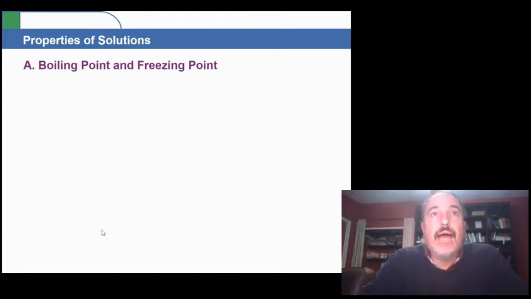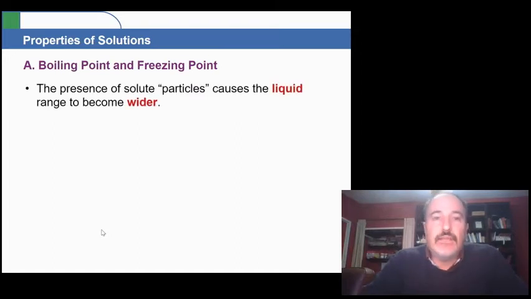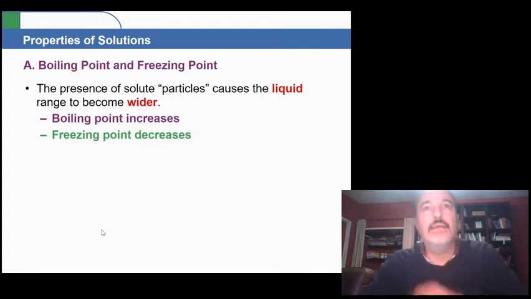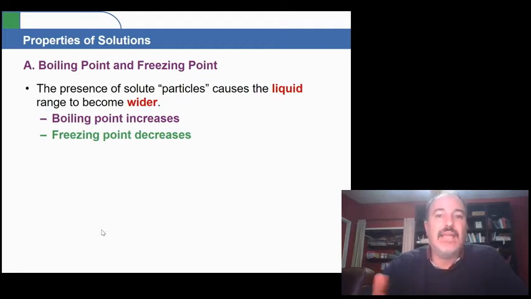One of the main ones is boiling point and freezing point changes. See, the presence of solute particles causes a liquid range to become wider, which means that solutions boil at a higher temperature and they freeze at a lower temperature. So instead of boiling at 100 degrees Celsius, a solution might boil at 105. And instead of freezing at 0 degrees Celsius, it might freeze at, let's say, -5.